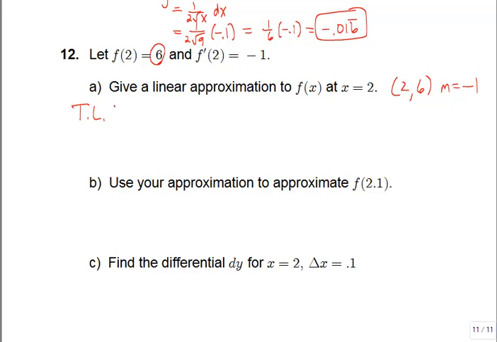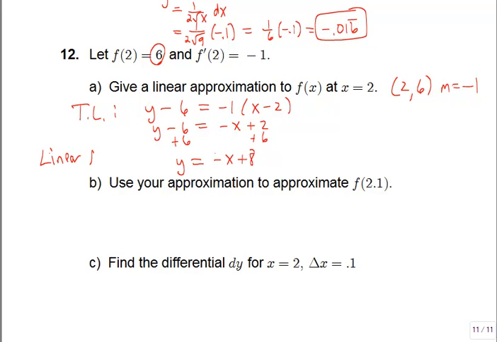So our tangent line is going to be y minus the y value 6 equals the slope, which is negative 1, times x minus the x value 2. These numbers are easy enough that I can just go ahead and distribute that negative across and then add 6, so we get y equals negative x plus 8. So here is a linear approximation to our function f that we don't know what it is, but here's a linear approximation to it.